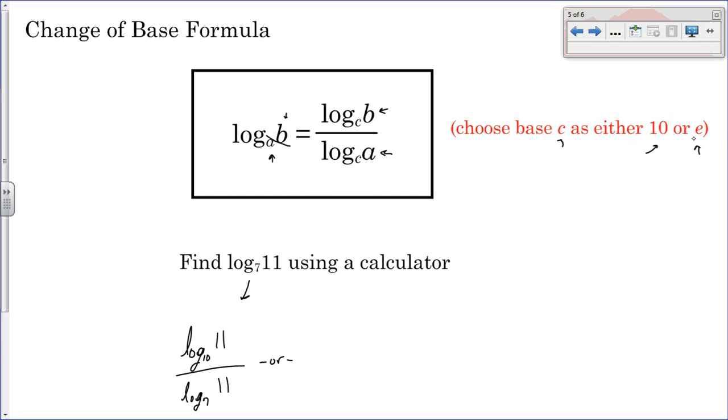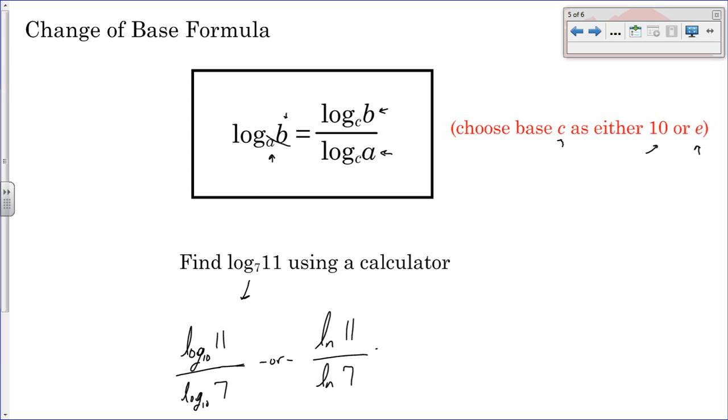Remember how I said either 10 or e? I'm sorry, I made a mistake right there. I don't know why I wrote that like that. It would be log base 10 of 7. Sorry about that. Here we changed our base to 10, but if you changed it to e, this would give you the natural log of 11 divided by the natural log of 7. Both of these are going to give you the same answer.